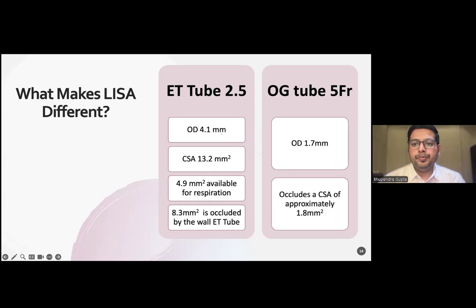But in case of the OG tube, the outer diameter of the tube is only 1.7 mm. So the area occupied is 1.8. So around 11 mm of cross-sectional area is available for the flow of air.